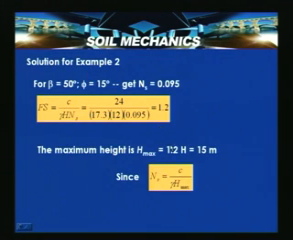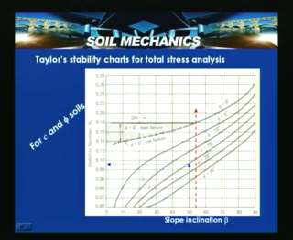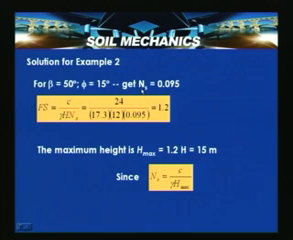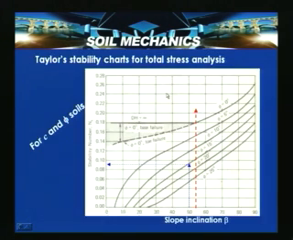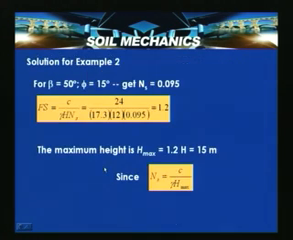Now, by using this chart, for beta equal to 50 degrees and phi equal to 15 degrees, we can get the Taylor stability number as Ns = 0.095. So, this 0.095 is obtained here from this chart.